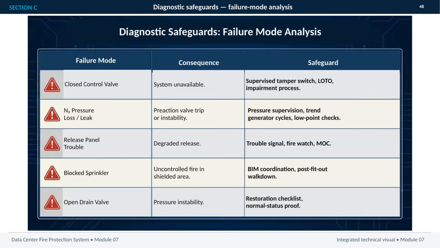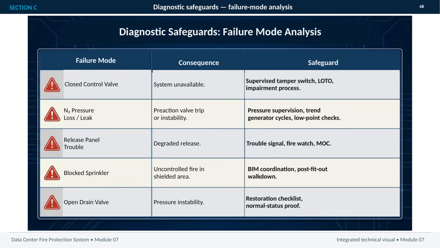This slide uses failure mode analysis to connect each potential problem with its consequence and the safeguard intended to detect or control it. The key principle is every failure mode needs a defined diagnostic response, not just a design assumption. A closed control valve can make the system unavailable, so protection depends on a supervised tamper switch, lockout/tagout controls, and a clear impairment process. Loss or leakage of nitrogen pressure can cause a preaction valve trip or instability. That risk is addressed through pressure supervision, trend review of generator cycles, and low-point checks.